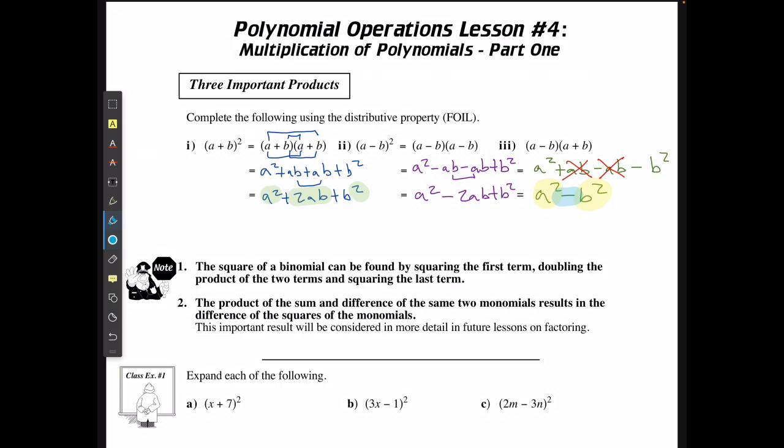The reason for that is it FOILs out the same way all of our other ones did, but because one is positive for the second term and one is negative for the second term, then the middle terms that usually combine together wind up canceling each other out.